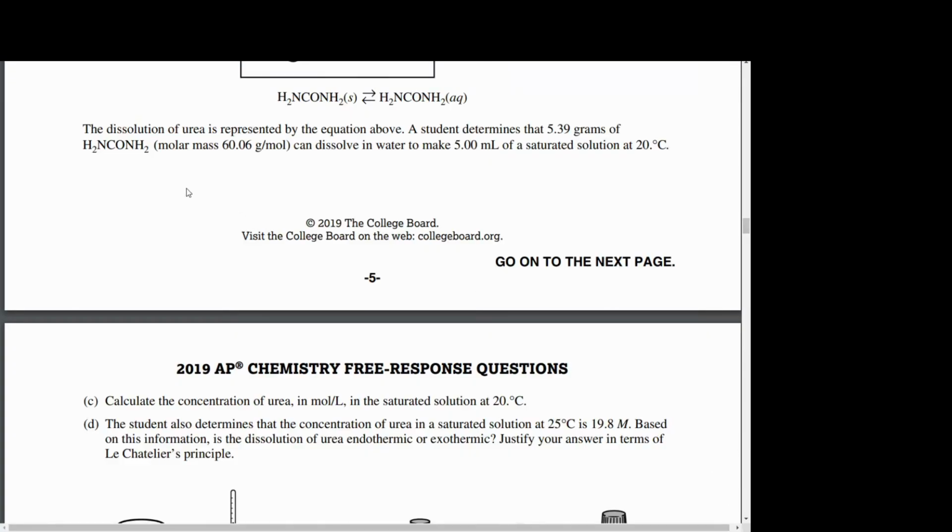Okay, question D. The student also determines the concentration of urea in a saturated solution at 25 degrees Celsius is 19.8 molar. Based on this information, is the solution of urea endothermic or exothermic? Justify your answer in terms of Le Chatelier. So, first things first, we need our answer from C to talk about this. Okay, now the temperature's changed.